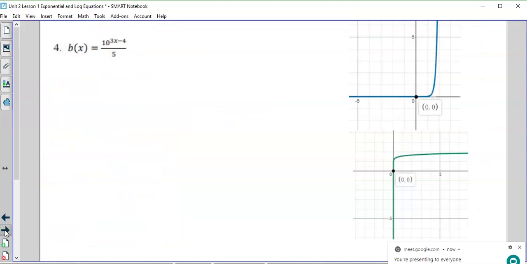I do. We're going to skip this one. I may come back to it tomorrow, but skip number 4.